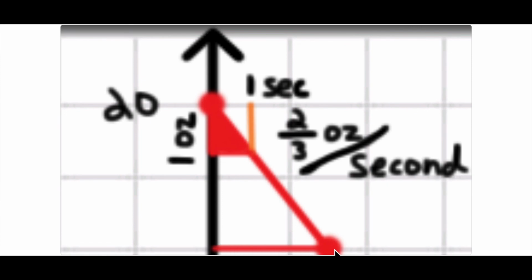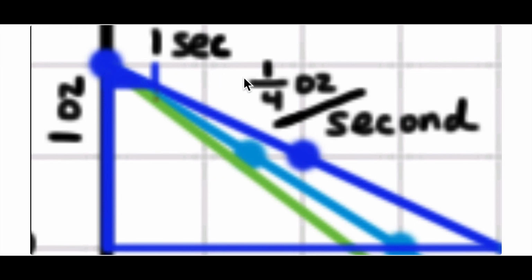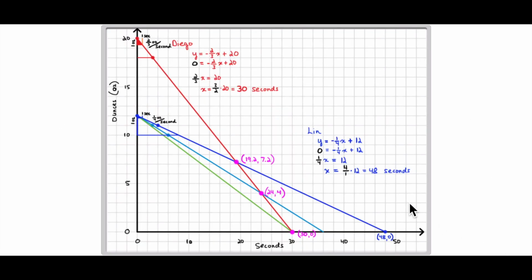And then if you look at Lynn, she's drinking at 1/4 of an ounce per second. So here's the 1/4 of an ounce, so much slower in 1 second. So then if you look at the 2 ounces, it's 1 ounce, 2 ounces in 2, 4, 6, 8 seconds. So here's 1 ounce in 4 seconds, 2 ounces in 8 seconds. So if you compare the two, Diego's at 2 ounces in 3 seconds, and Lynn is at 2 ounces in 8 seconds, so much longer.